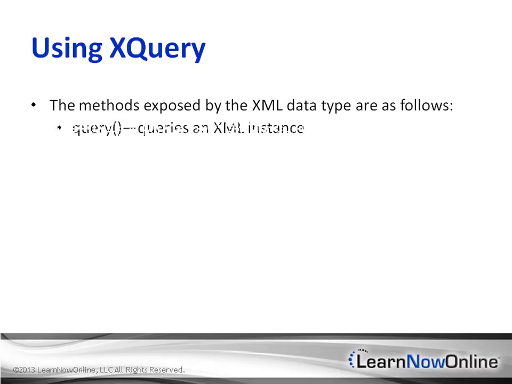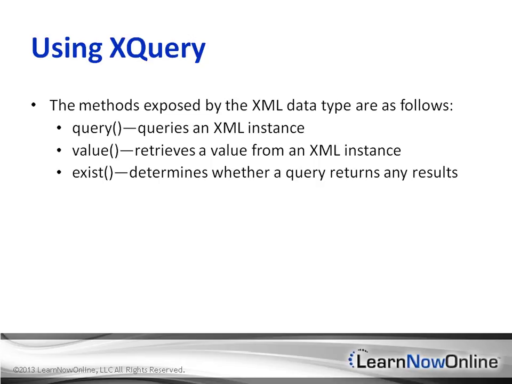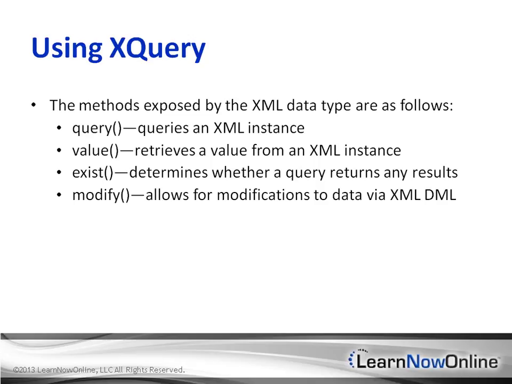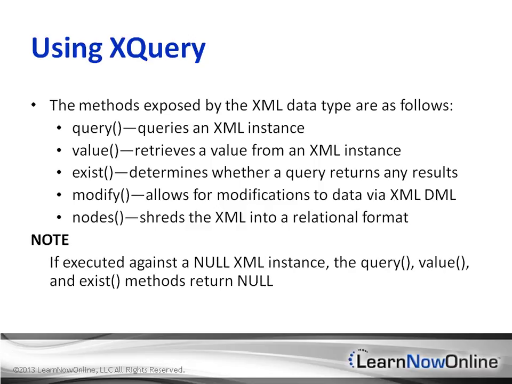Those methods are as follows. Query gives us the ability to query the XML instance. Value will retrieve a value from the XML instance. Exist is used to determine whether a query returns any results. Modify allows us to do XML data modifications. And nodes will shred the XML into a relational format. However, keep in mind, if you execute these against a null XML instance, query, value, and exist will return nulls.